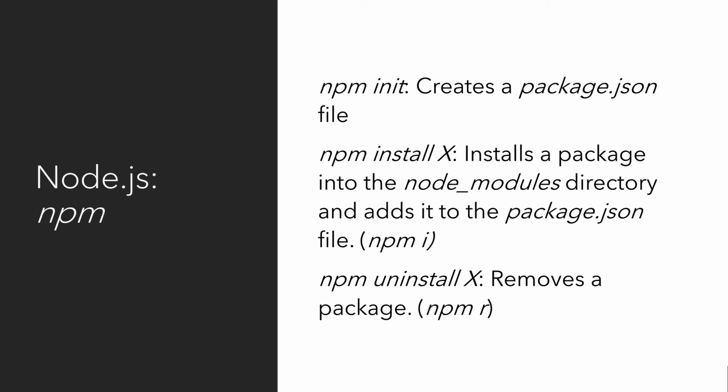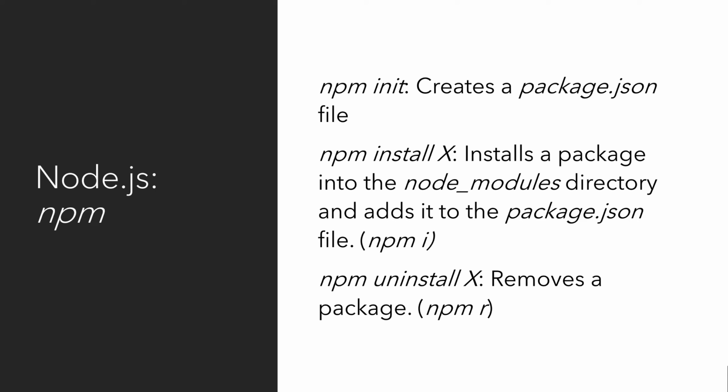So npm install chalk, for example, would install a package named chalk into the node_modules directory and will add it to the package.json file. This also has a shorthand, npm i x, where x is again the name of a package within the npm registry, and i is an abbreviated form of install.